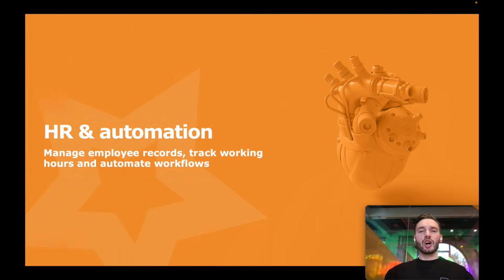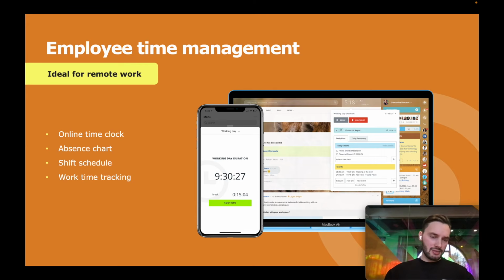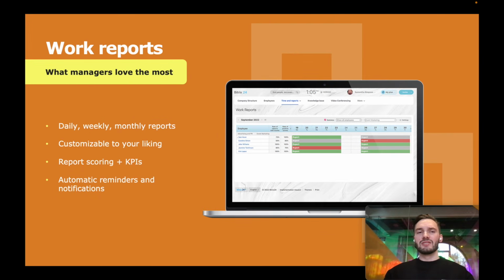Next, we have HR and automation. Bitrix24 makes it easy to manage your employees. With work time tracking, you can see when an employee checks in and checks out of work. With custom shift scheduling, it makes it easy to see which employees are available for which time, and absence charts make it easy to see when your employees are available for work. Now also on top of that, Bitrix24 gives you detailed work reports. So based on the employee, you can set custom KPIs, and you can customize the whole view and automate it so your employees can see it daily, weekly, monthly, and so on.